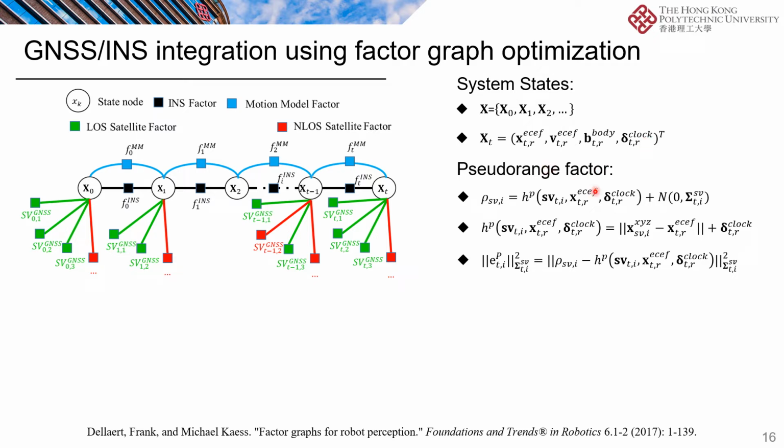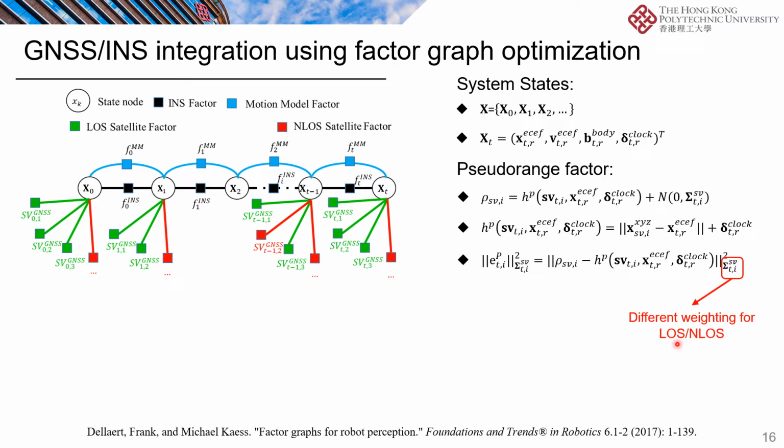This is the pseudorange factor, and how we formulate it. Here is the pseudorange measurement, here is the observation function, and here is the associated covariance matrix. The observation function can be derived based on the satellite position, receiver position, and the receiver clock bias. Here the error factor can be derived like this. Here is the observation, this is the expected observation, and here is the covariance matrix. Therefore, this is the error factor for the pseudorange measurement.